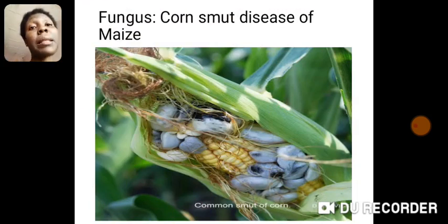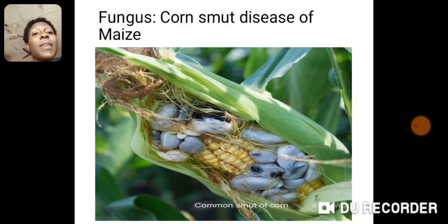So what about this one? Corn smut disease of maize or corn. You can see the big seeds, blackish, whitish seeds. They are not supposed to be there at all. Those ones that you can see enlarged, that are not yellowish, they are not supposed to be there. So those are the corn smut. That maize has been affected by corn smut.